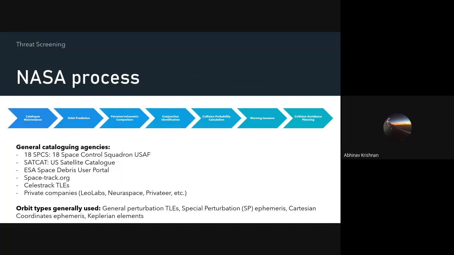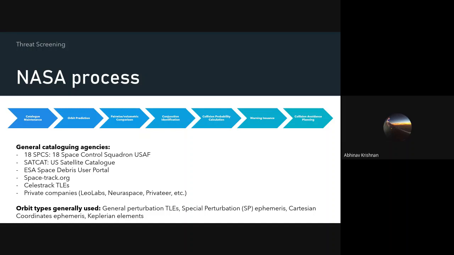Now let's look at what threat screening is all about. There is a specified NASA process that they have mentioned in their handbook for space sustainability and collision avoidance. In that, they mention what they mean by catalog maintenance. That's maintaining a comprehensive list of all known space objects, including data of each object's current position, velocity vectors, and characteristics. Basically size and shape and everything.